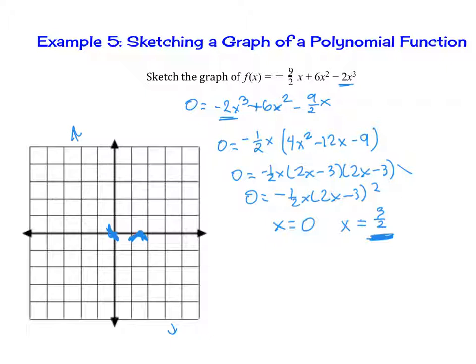So let's plug in 2 because I have this 1/2 in the front. So let's plug in f of 2. I get -1/2 times 2 times 2 times 2 minus 3 squared. So this will be -1 times 1, so that is -1. So at 2, I'm at -1. I'm sure I could pick some other points as well, but I think this is okay for now. This gives me a general sketch of this graph.